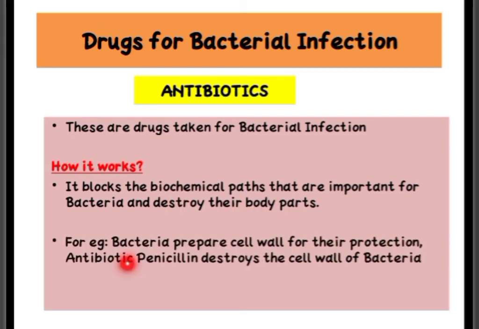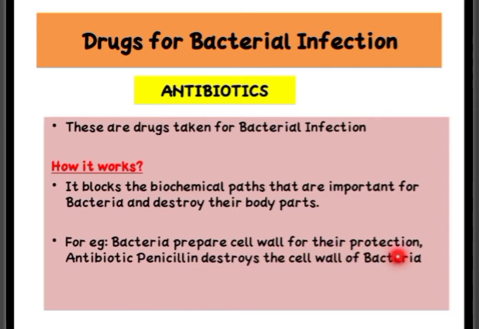For example, bacteria prepare a cell wall for their protection. You have come to know that not only plants but bacteria also have a cell wall on their body. Bacteria prepare the cell wall so that they can protect themselves. One antibiotic example is penicillin, which is the most famous antibiotic discovered till now.